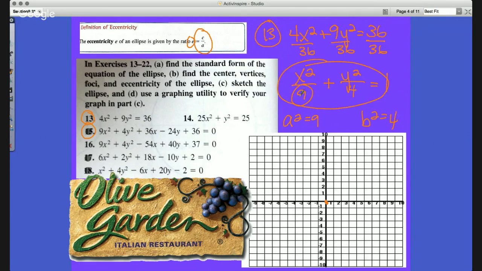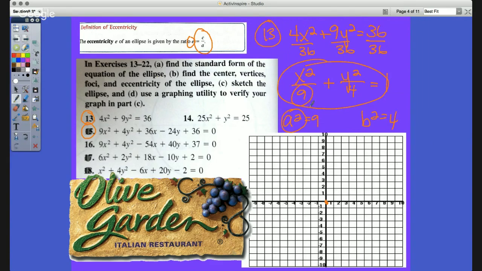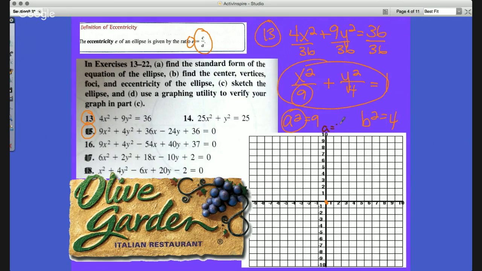You might say, well, why is a 9? Well, remember, a is always the greater one. It's always the greater one. So since we know that a squared equals 9, we can square root it to where a is equal to 3, meaning, because it's underneath x, we're going to go left 3 and right 3. And so my vertices are 3, 0 and negative 3, 0 because this is my major axis. You'll see in a second. B is 2. Okay, both up and down because it's underneath y, right? Okay, that's why it goes up and down.